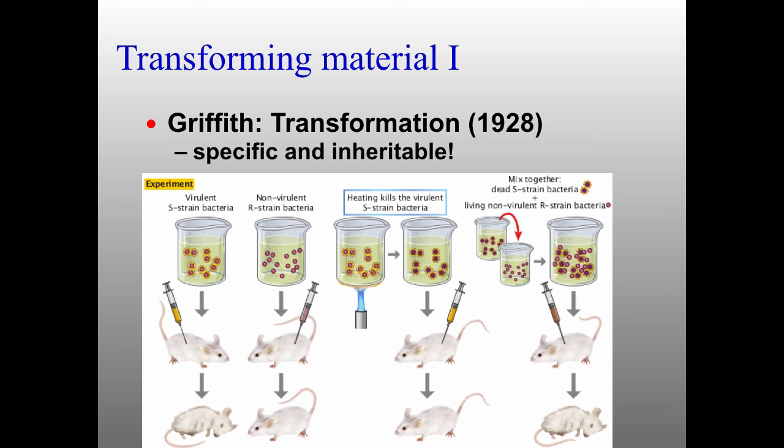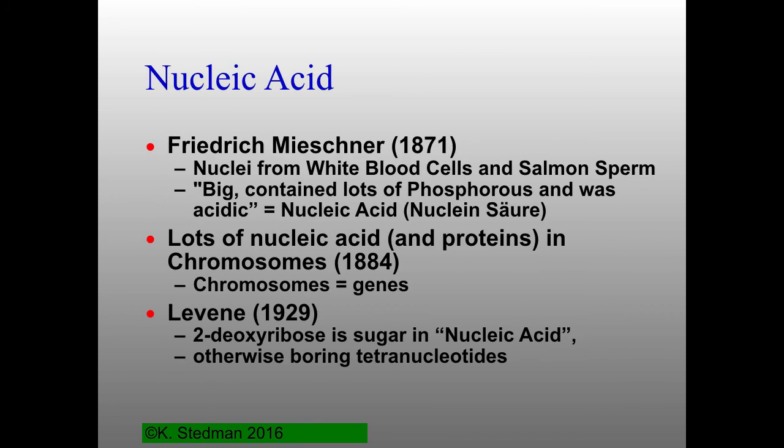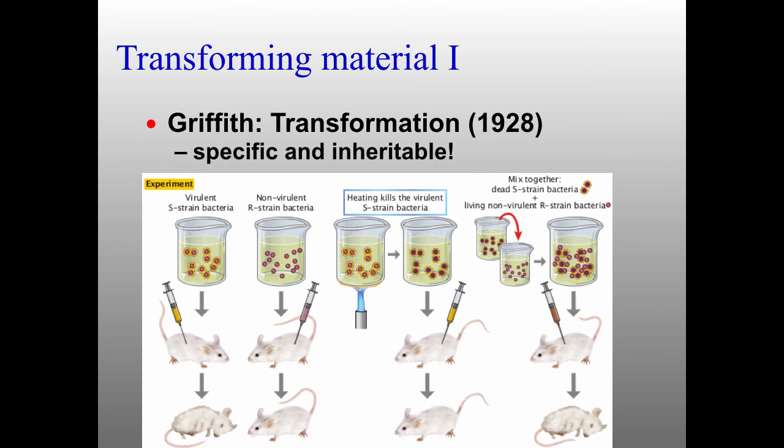Then a number of people tried to follow up on this, but at almost exactly the same time we had Levene saying, oh, it can't be right. In '29, he says, no, you've got 2' deoxyribose with tetranucleotide. And in '28, Griffith says it's transformation. Basically, most people thought he was crazy and said, no, this is some weird thing the bacteria do, and we don't even care about it.